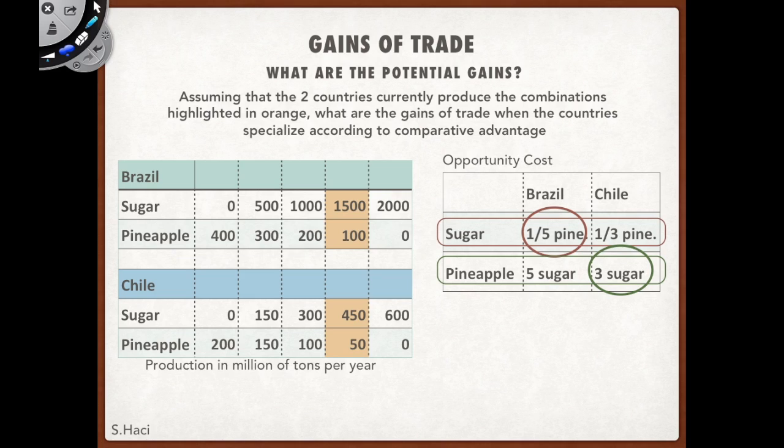Right, so assuming that currently, before specialization, before trade, the two countries are producing these amounts of sugar and pineapple. When they specialize, how much can they gain? So the specialization would dictate that Brazil does sugar and they would be able to produce a maximum amount of 2,000. And if Chile does the pineapple, they could produce a maximum quantity of 200.